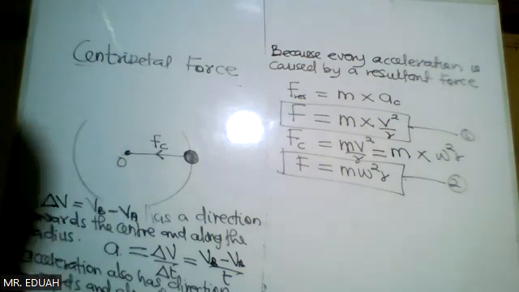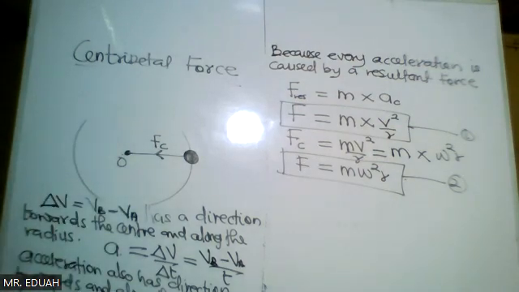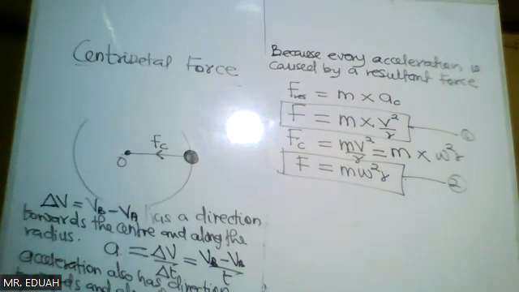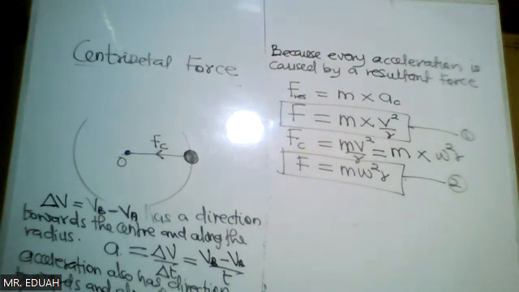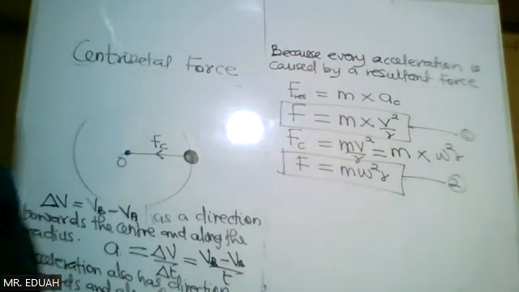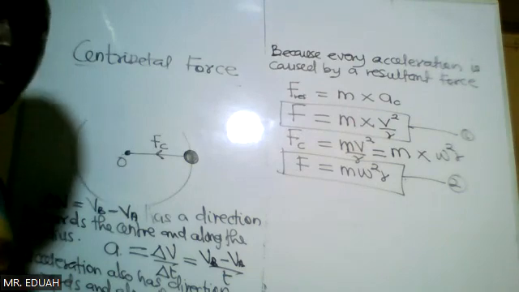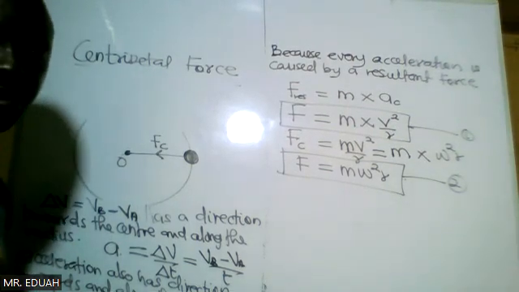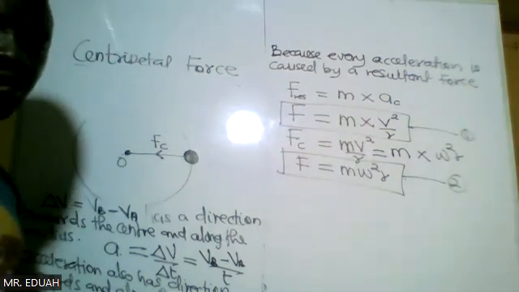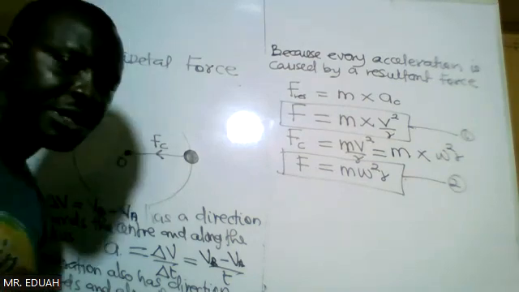So circular motion is actually caused by centripetal acceleration. But because every acceleration is caused by a force, we add centripetal force to all that. And centripetal force is given by the mass of the body times the square of the uniform speed over the radius. In some other situations, this relation can also be modified.